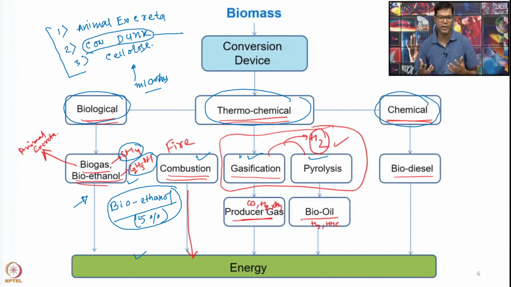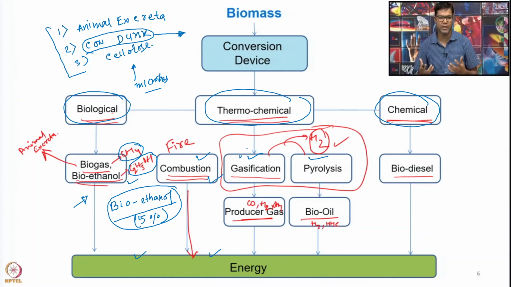If we dry it up to a certain level, what will happen? The moisture will be removed, and if combustion is done on the cow dung, energy will be produced. This is a very simple process. If we take a wood log, remove the moisture, and burn it, energy will be produced. This is the simple combustion process. Combustion is a process that occurs in the presence of oxygen, and it produces heat energy.